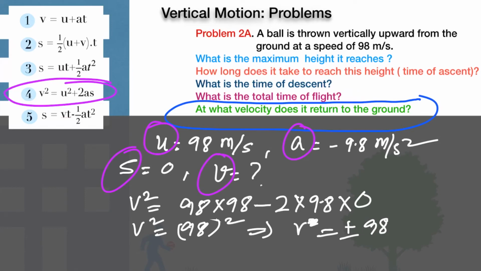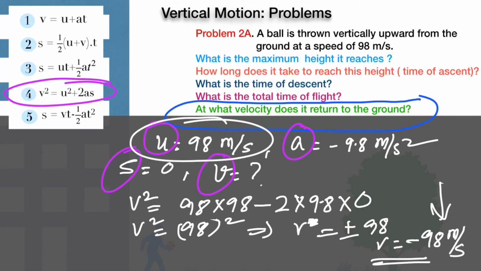And we know because this motion is downward now, the velocity is minus 98 meter per second. You see, the magnitude of this velocity when the ball returned back to the ground is the same as the velocity at which this ball was thrown in the upward direction.